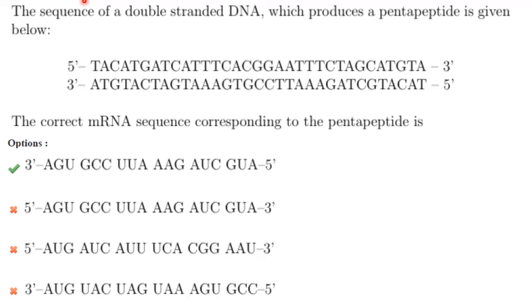Then next one. The sequence of double-stranded DNA which produces a pentapeptide is given below. The correct mRNA sequence corresponding to the pentapeptide is, that will be complementary to the 3' to 5' strand. I have already told that the 3' to 5' strand is the one which will act as the template for the production of mRNA, and the sequence of mRNA will be the same as the sequence of the 5' to 3' DNA strand. Why? Because this is the coding strand, and in mRNA the T will be replaced by U. So option A is correct.